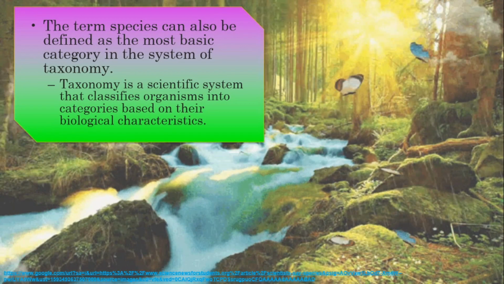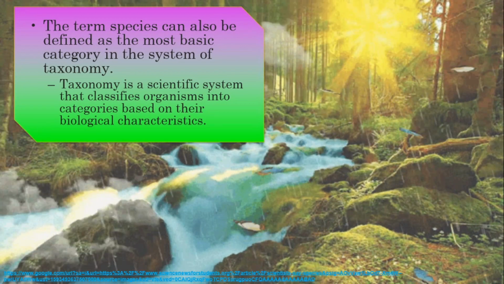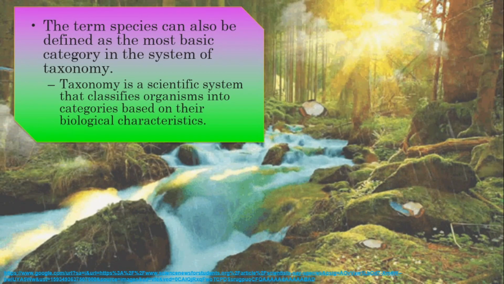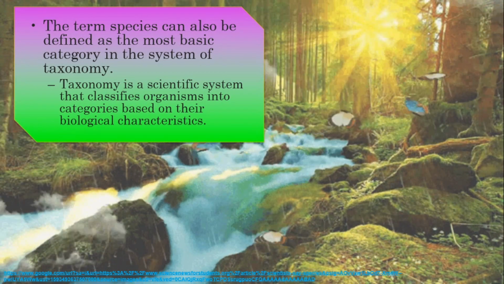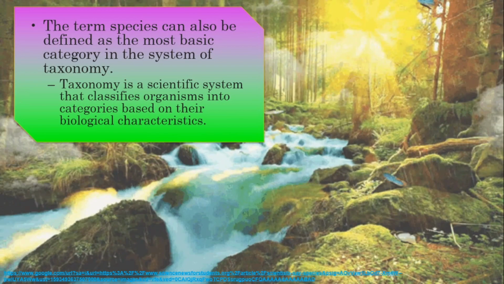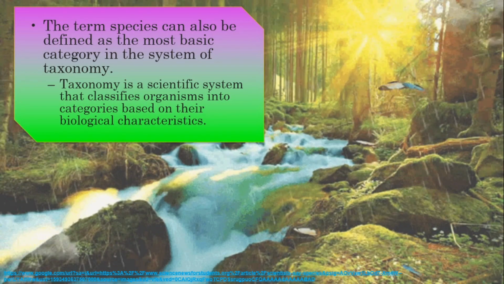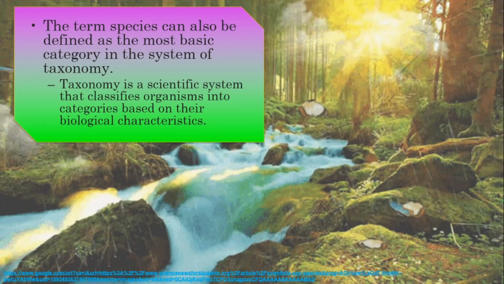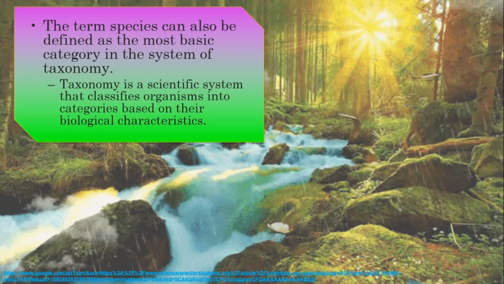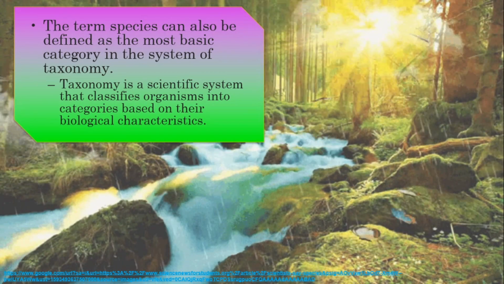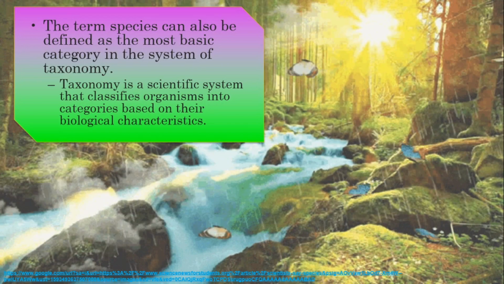The term species can also be defined as the most basic category in the system of taxonomy. Taxonomy is a scientific system that classifies organisms into categories based on their biological characteristics. The other categories that fall under the taxonomy of organisms include kingdom, phylum, class, order, family, and genus.